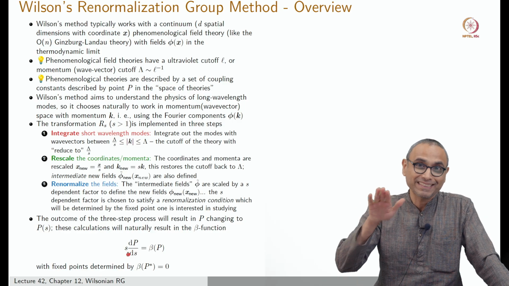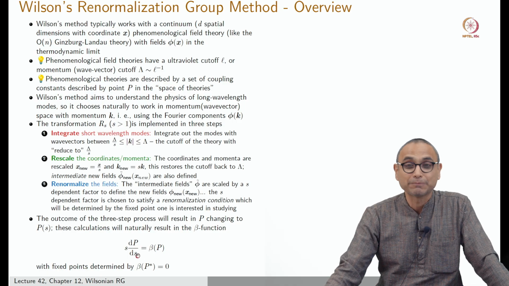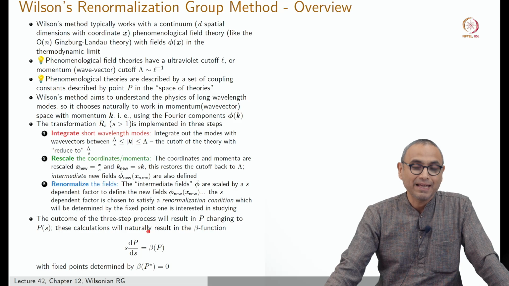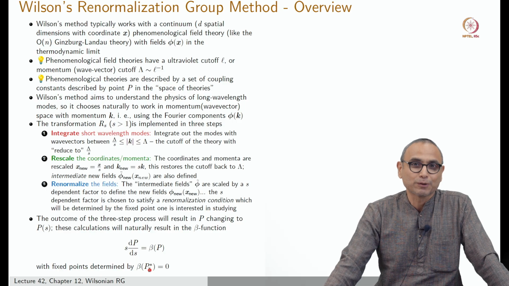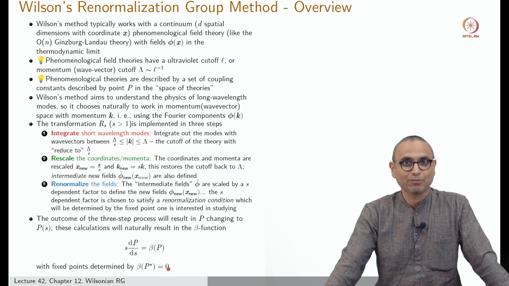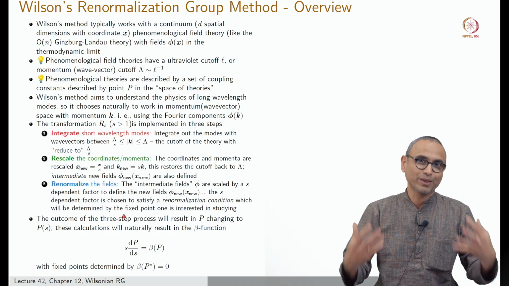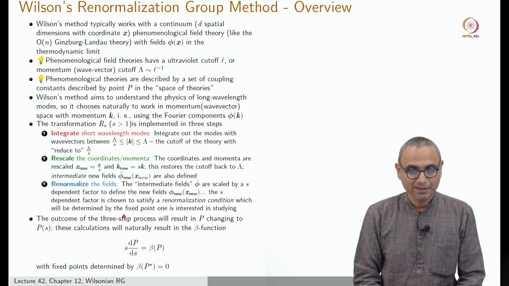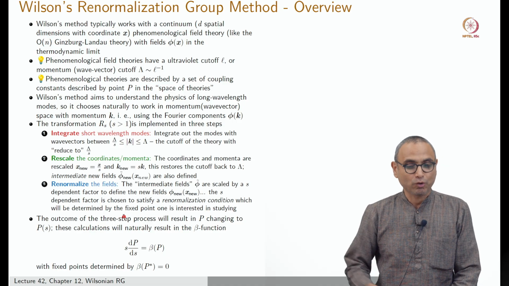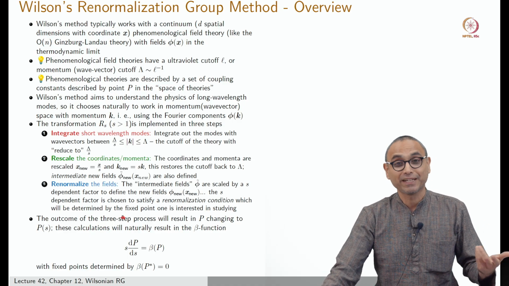So I can find the tangent to the trajectory in the flow line by finding this beta of P, which we can actually compute. And how do I find the fixed points? If I know this beta of P, then I just find those points where beta of P star is equal to 0, and that will give me the fixed points of the renormalization group. So this is the idea: integrate, rescale, renormalize, and you will get the new coupling constants. This is the mantra, if you like. I hope you are not overwhelmed by this, but let us continue, and you will see that the ideas are actually very simple when you look at an example.